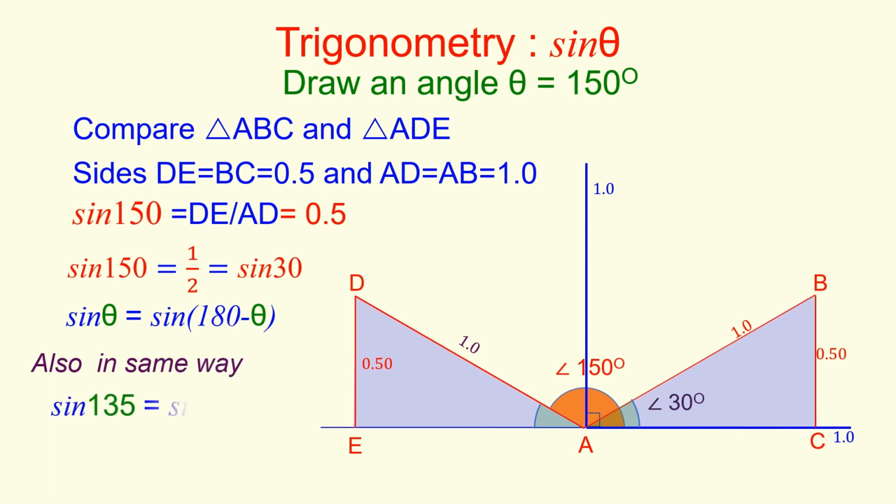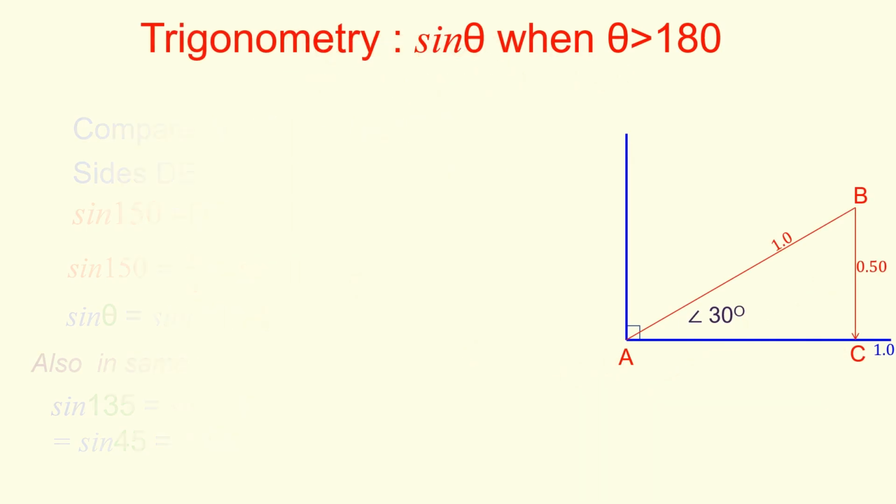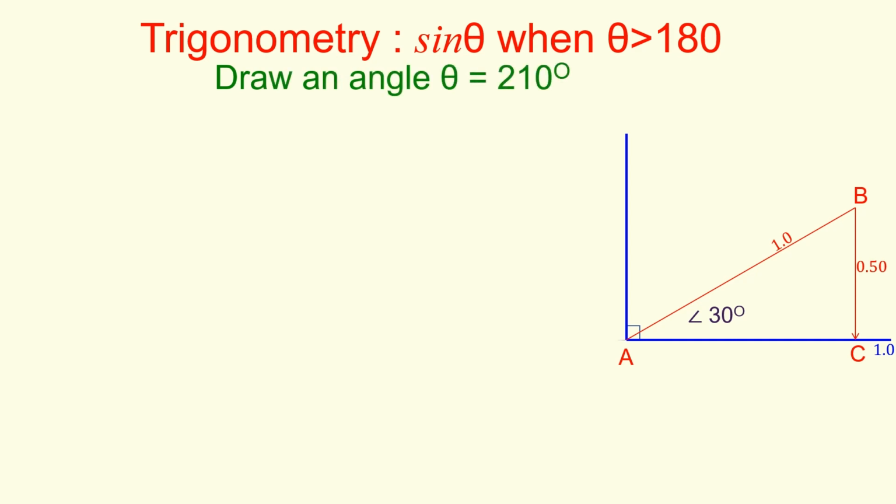Also in the same way, sine 135 equals sine 180 minus 45 equals sine 45, which is equal to 1 by square root 2. Now explore sine theta when theta is more than 180. Draw an angle theta equals 210 degrees.